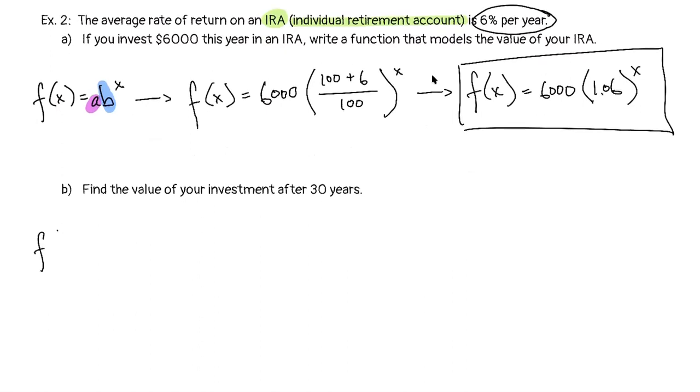So we're going to take our equation, 6,000, but instead of x, we're going to put 30. 30 years is how long you forgot about this account. 1.06 to the 30th power. Now we're still talking about money here, so let's round to 2 decimal places. How much is this account worth in 30 years?